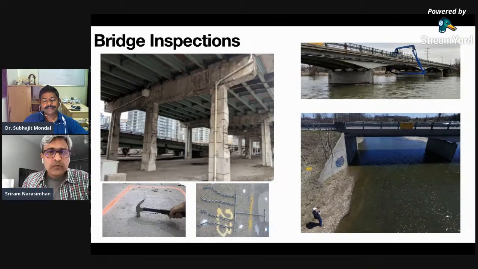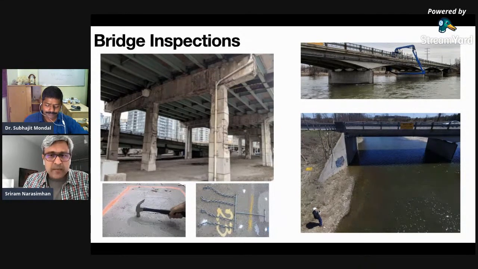But you want to be able to inspect them regularly, right? At least in North America, and I'm sure this is the case in India too, bridges have to be inspected regularly. And what people do nowadays, if you look at the top right of your screen, is use expensive equipment and send people underneath these bridges to look at them visually, or take a hammer and tap the decks to see if there are any voids. They drag chains on the deck to see if there is any damage.